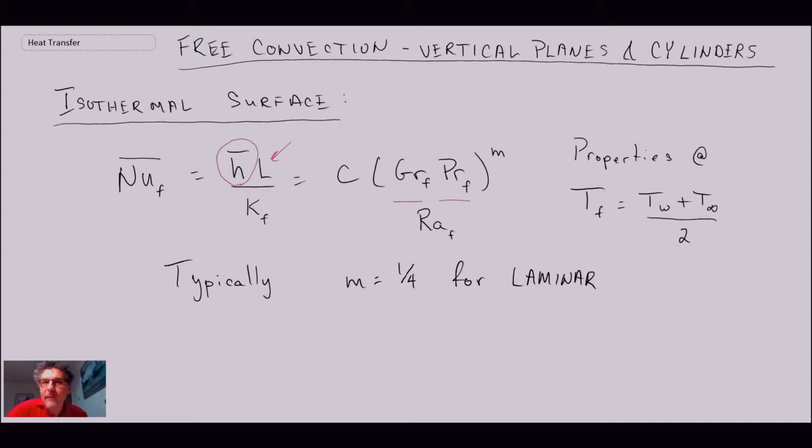So typically m will be 1/4 for laminar boundary layers on our heated vertical surface. So for free convection, if the boundary layer is laminar, m would be 1/4. Now that is typical. And remember we said that the way to determine whether we had laminar or turbulent depends upon the Rayleigh number, or the Grashof times the Prandtl number, and if it was less than 10 to the 9, that is what we said would be a laminar boundary layer. Now, if you have a turbulent boundary layer, typically m would be on the order of 1/3.